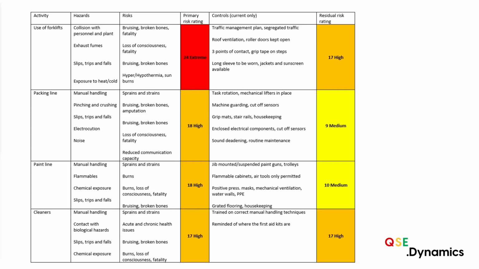So let's finish off by having a look at the risk register that we've been building throughout this series. And now we have our residual risk rating. Initially, we just had the primary ones. We had put in some controls, but now we've come back and we've actually given it a rating.